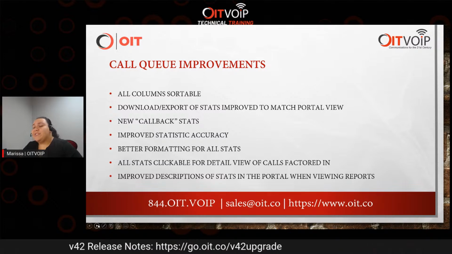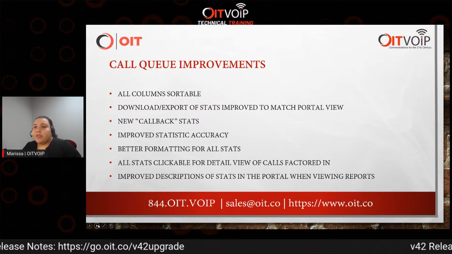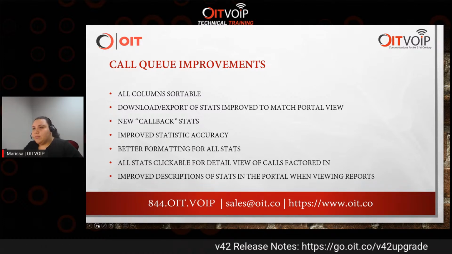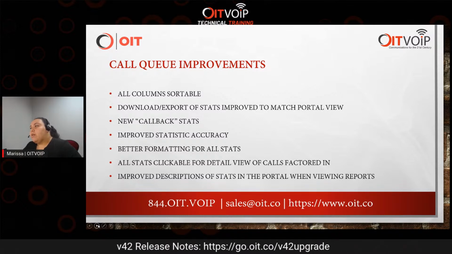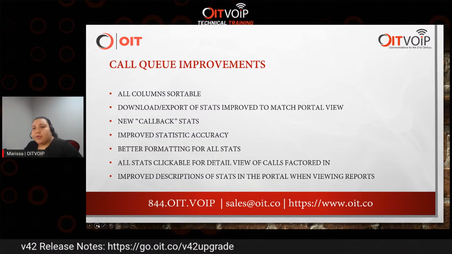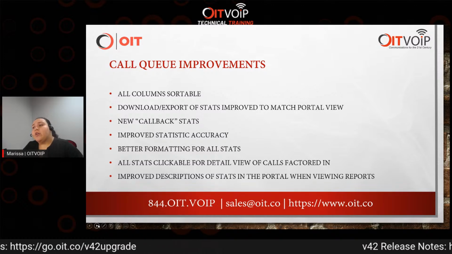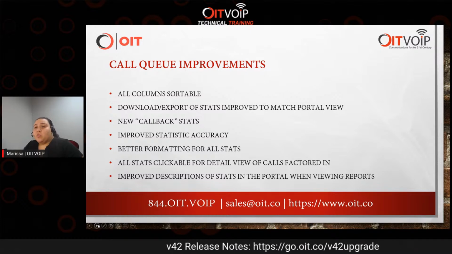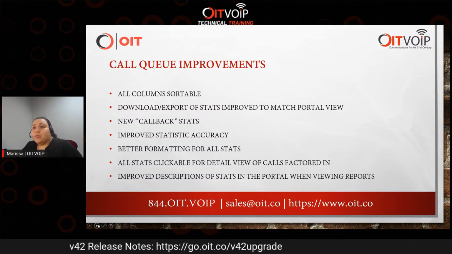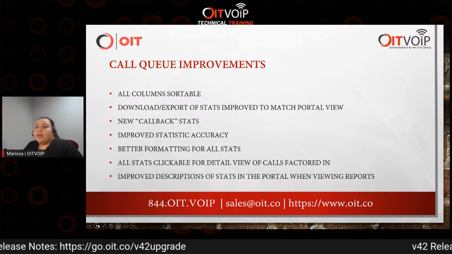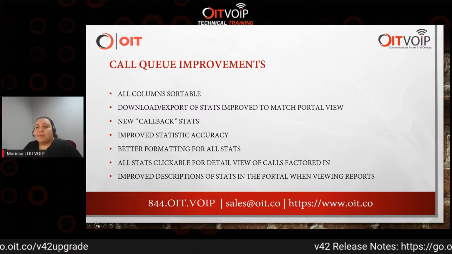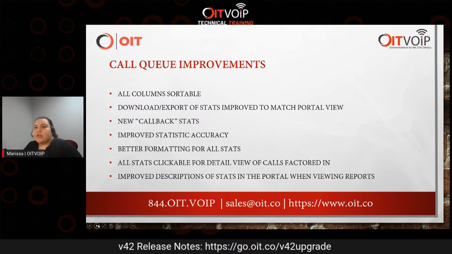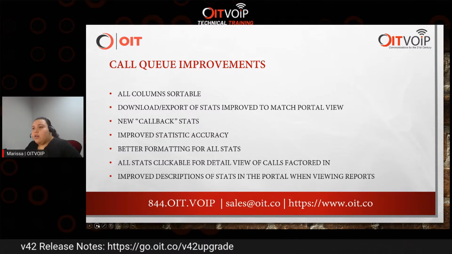We've also added a new statistic for callbacks. So you can see the number of people who have requested a callback in the queue due to long wait times or anything like that. Statistic accuracy has also been improved. That was a big pain point with v41. We had a pretty large number of bugs regarding different call statistics, as well as what statistics were comprised of and what they meant. So not only have we improved the accuracy for that, we've also improved formatting for all of the statistics. So numbers and times and percentages are all showing in a uniform way.